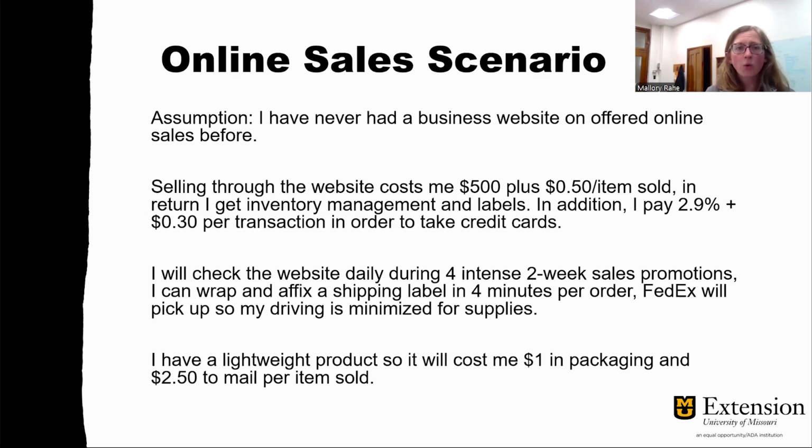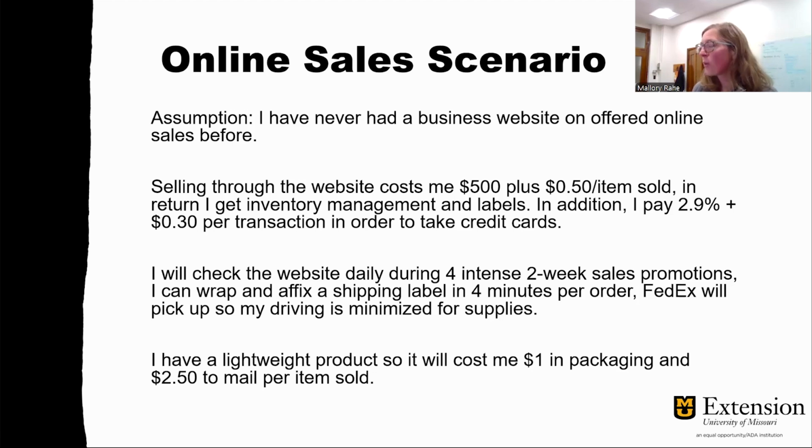So I know that selling through the website, in order to set this all up, I had to do some research and look at different systems. But the system I think I want to choose is, so it's $500 to link payment processing to my website. It's 50 cents per item sold, but in return, I get some inventory management capabilities and I get label creation, which speeds up my shipping process. However, I also pay 2.9% of the sale and a 30-cent transaction in order to take the credit cards. These two systems are working together.